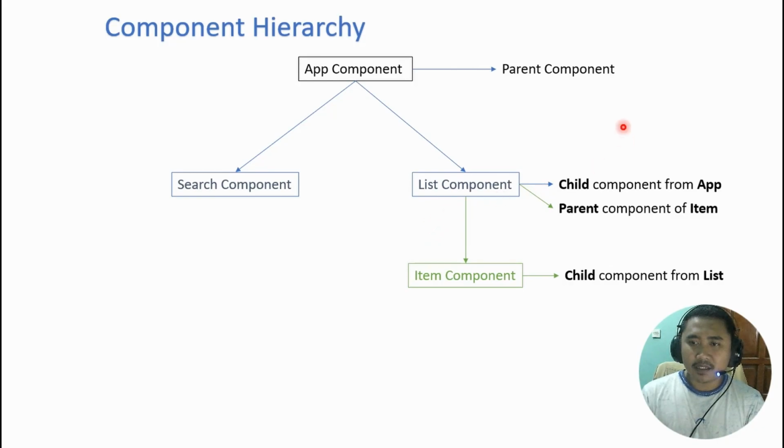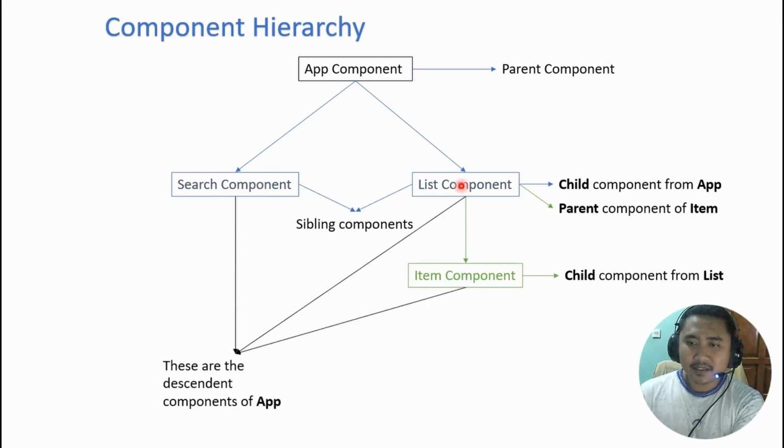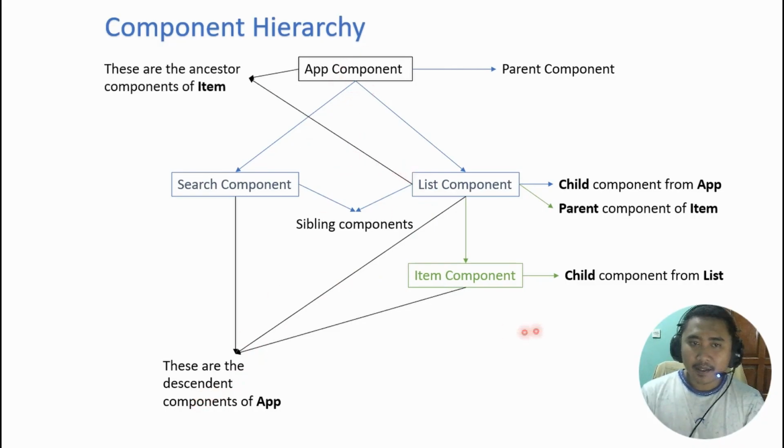After you know the hierarchy of the parent and child component, the search and list components are sibling components since both are child components of the same parent, the app component. These three components, search, list, and item, are the descendants of the app component, and the item component has its ancestor components, which are the app component and the list component.